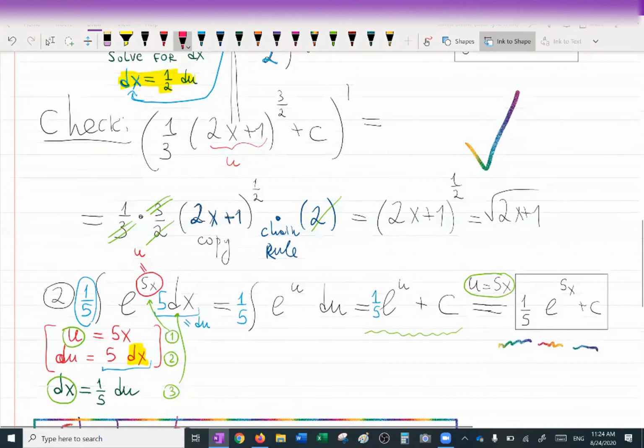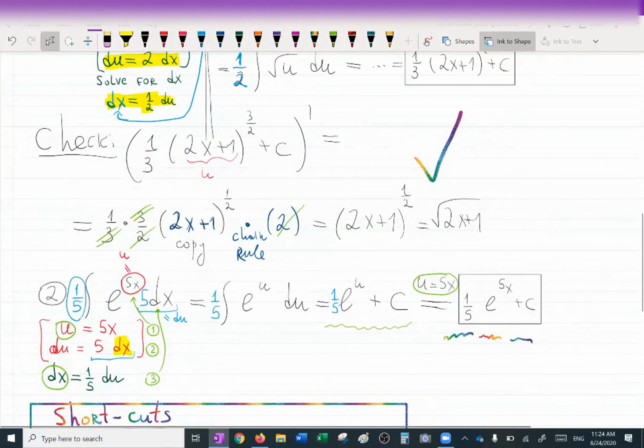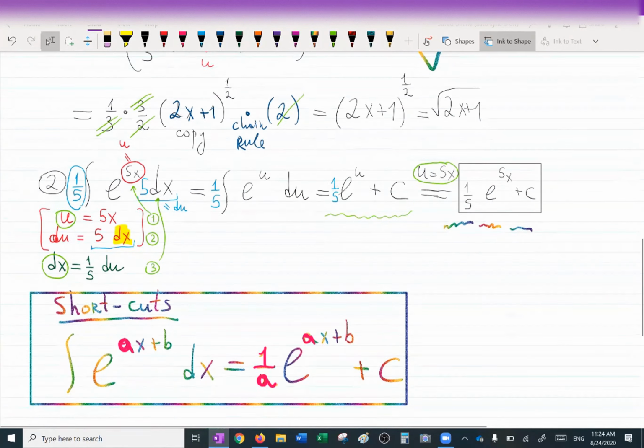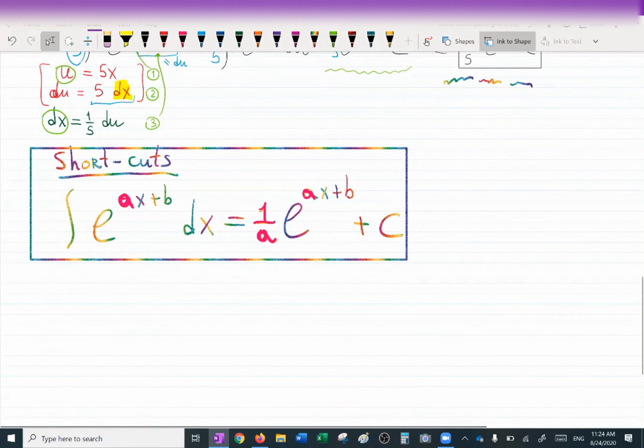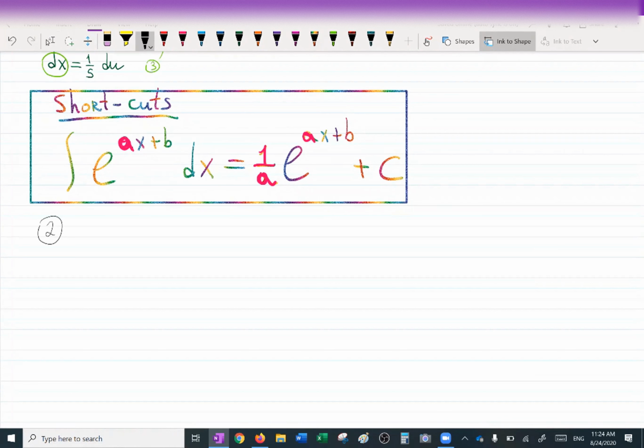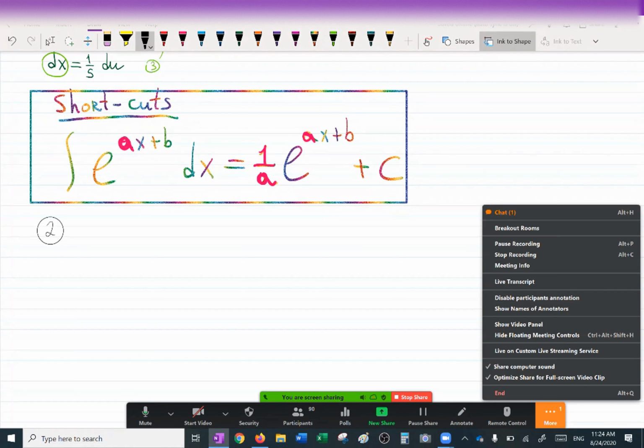Questions? Unmute yourself and ask, or type if you are shy. Because I will do number 3. Let's do second example. What do you think? Yeah, chat. You can use chat if you have questions.